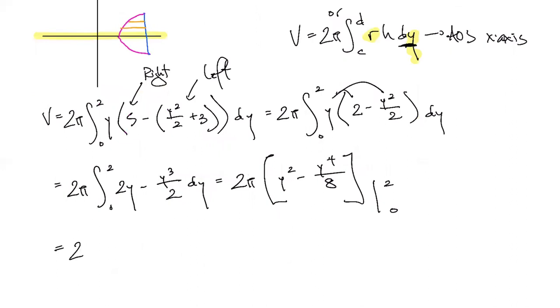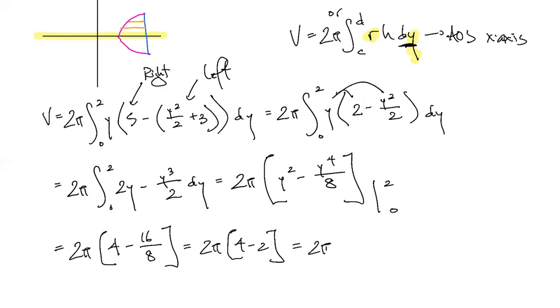That's going to give us 2 pi times 2 squared is 4 minus 16. 2 to the fourth is 16 over 8. And again, I visually plug in the 0, but I know it zeros out, so I don't even write it. And this is going to give me 2 pi times 4 minus 2, or 2 pi times 2, or a volume of 4 pi.